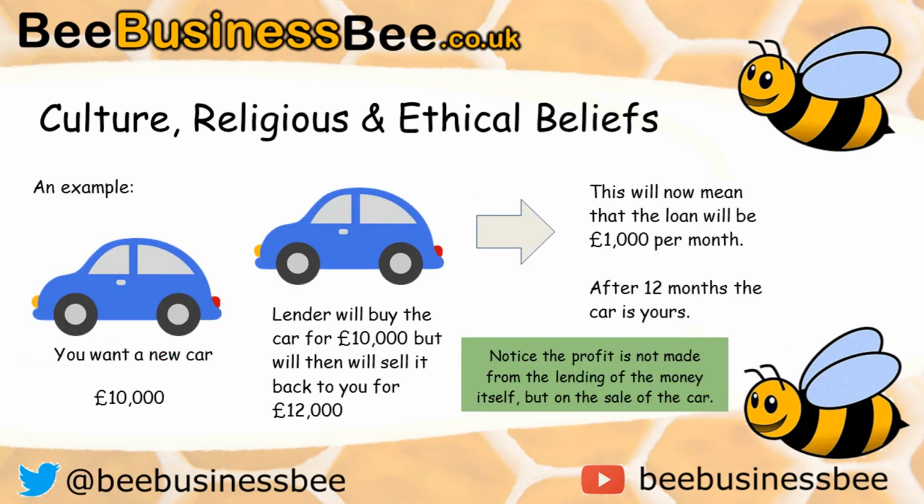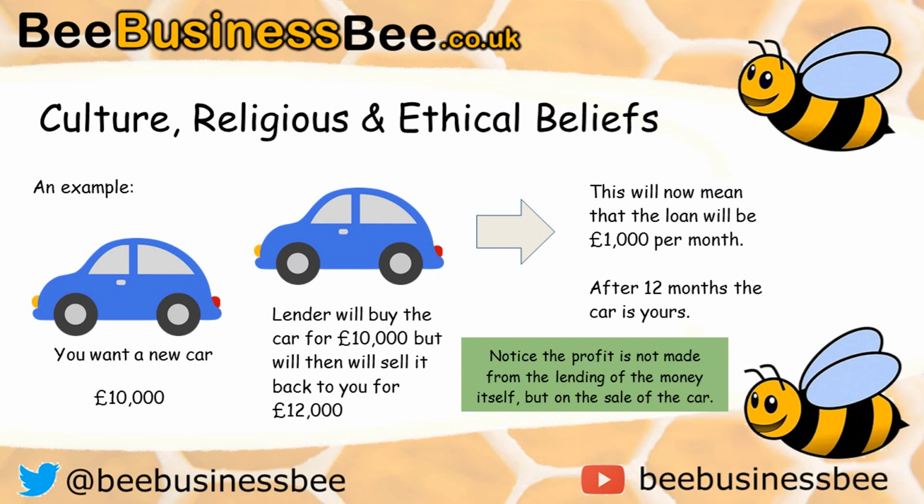So, you want to buy a car which will cost you £10,000. Now, because you can't lend £10,000 and charge interest on that, because that'd be making money on lending money, what will happen is that rather than the traditional approach, where the bank would lend you the money, the lender would actually go and buy the car for £10,000. But they will then sell the car back to you for £12,000.